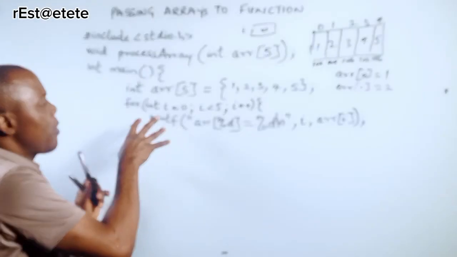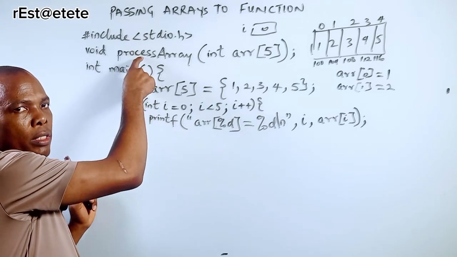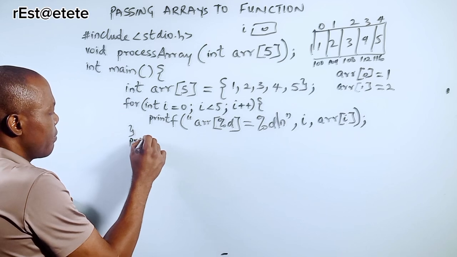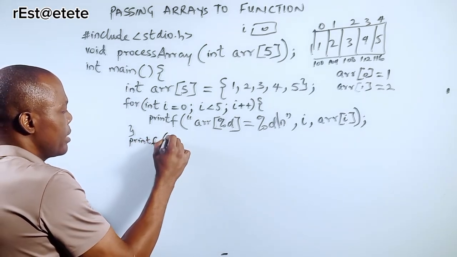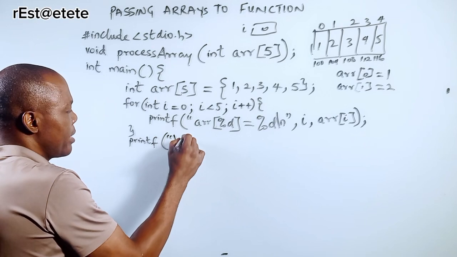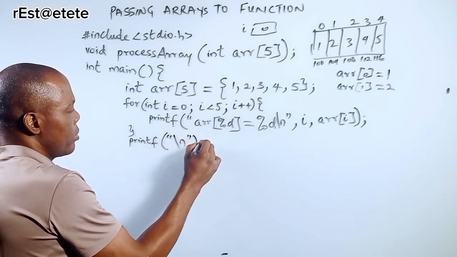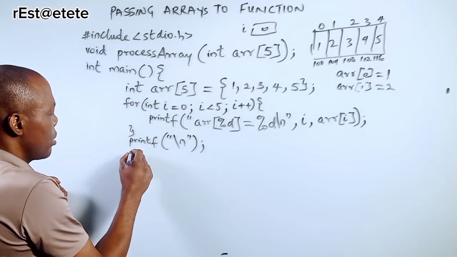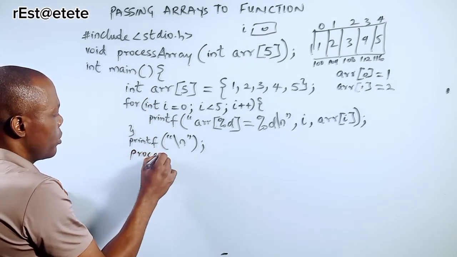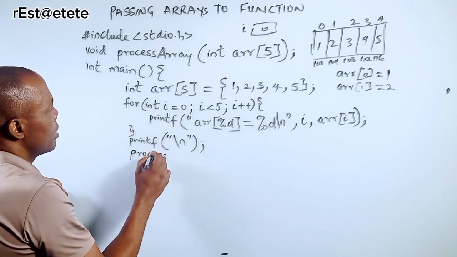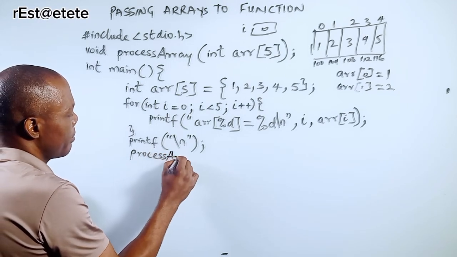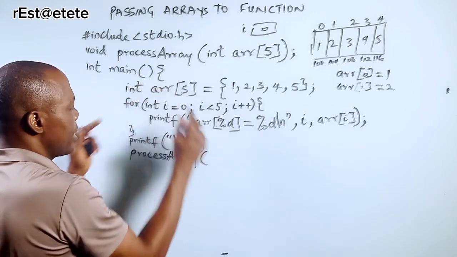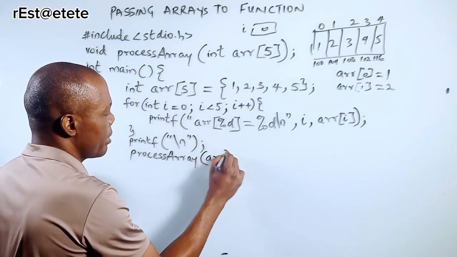Now, I want to call this function. So the next thing I will do here is I'll say printf. Inside it, I will do \n. Then I will close this. So this one is just to create a new line. Then I will call this function process array. And then I will supply this array to it, ar.